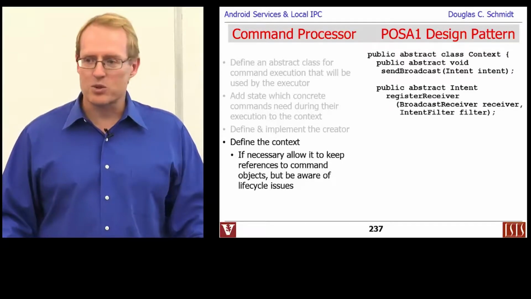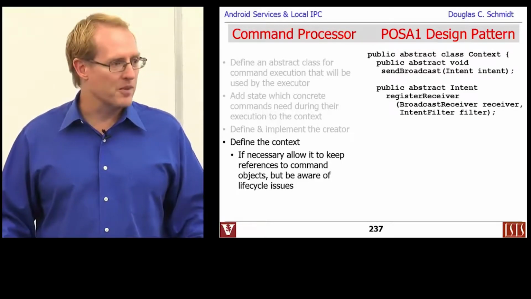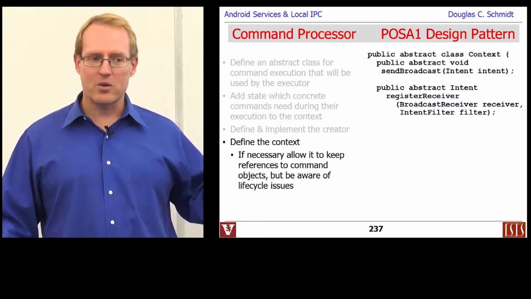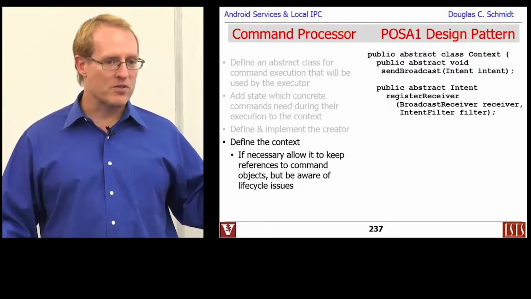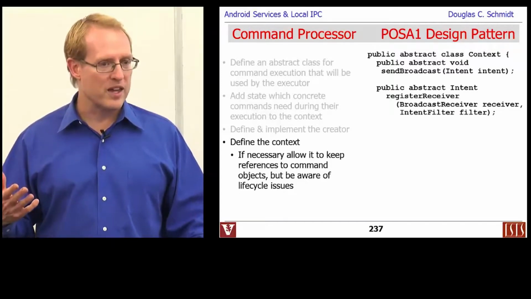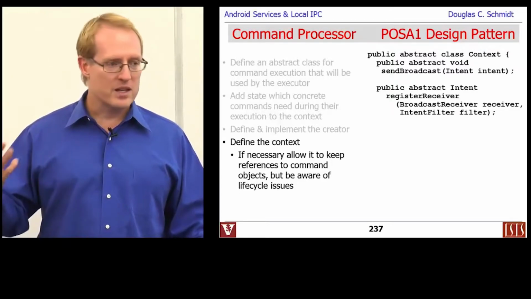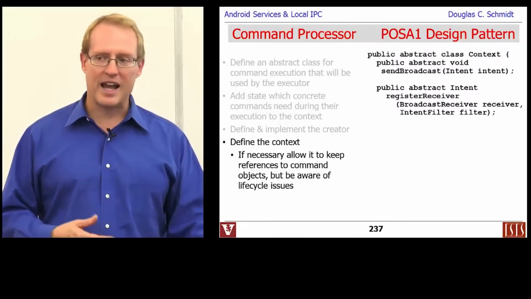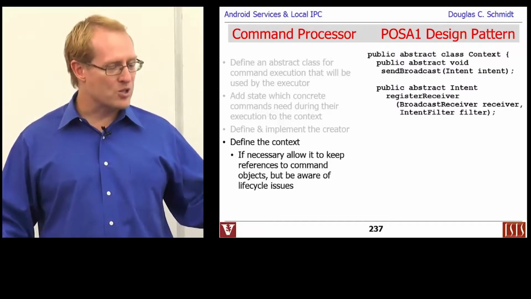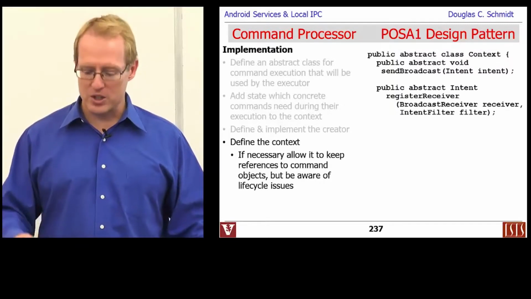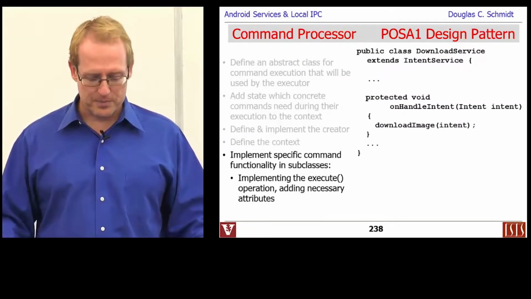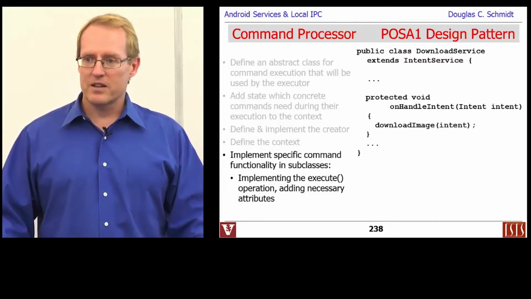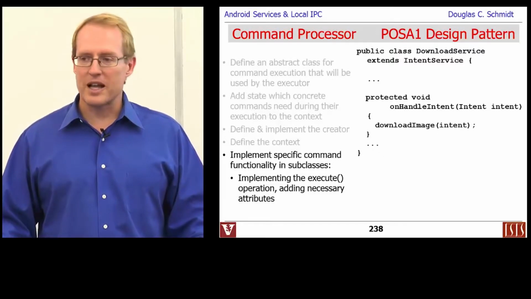In this particular case, we'll just grab the context that we get from the Android context, which on the activity side of the world gives you operations to do a whole bunch of things, and on the service side of the world gives you some other things. You can send broadcasts, register receivers for broadcasts, start activities, start services, and so on and so forth. Those are various things you can do in the context. And then the final thing, of course, is to implement specific command functionality in subclasses.